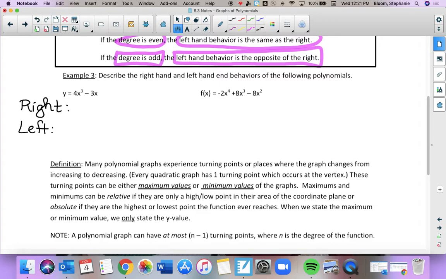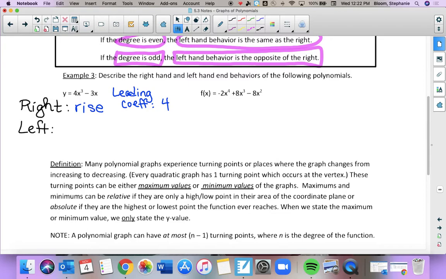Now, before we do that, there's two things you need to know. First is our leading coefficient. So what's our leading coefficient for this one right here? Positive 4, okay? It's a positive 4. So let's start with that. Go back up to your table. If your leading coefficient is positive, what does that say about your right side? What's it going to do? It's going to rise. So I'm just going to write rise.